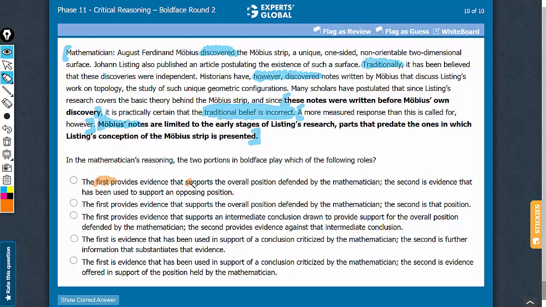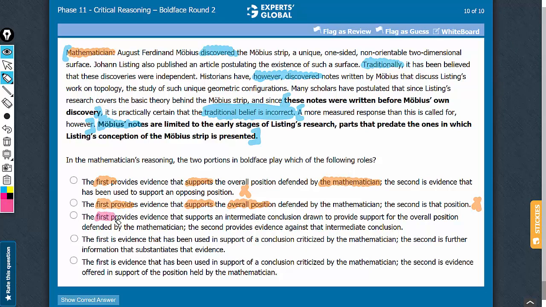So no, the first doesn't support the overall position by the mathematician. The first boldface and the position of the mathematician are in contrast. So answer choice A cannot be correct. A similar problem with answer choice B. It says that the first and the overall position are in sync, which is not the case. So choice B should be eliminated.